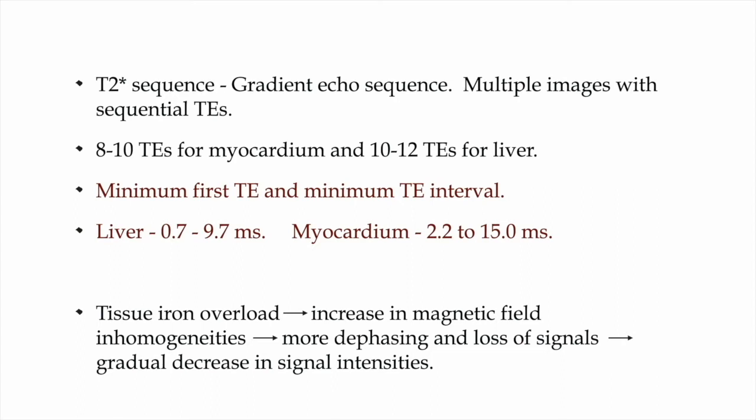T2 star, as you know, is the effect whereby, because of the magnetic field inhomogeneities, there is a dephasing of the protons. So when the tissue iron overload increases in a particular tissue, there will be an increase in magnetic field inhomogeneities. So there will be more dephasing, or more T2 star effect, and there will be a loss of signal accordingly. Because of this, there is a gradual decrease in signal intensities. So if the iron overload is more, there is a more steep decrease in the signal intensities.